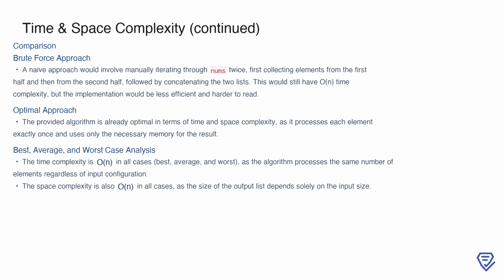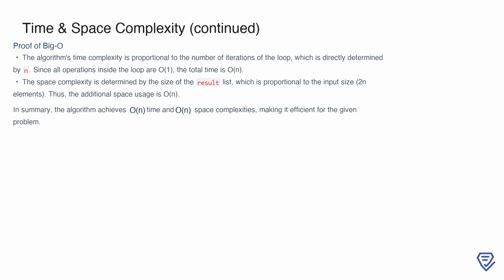Regardless of the input configuration, the loop processes every element in constant time, leading to O(n) time complexity. Similarly, the size of the result list is always proportional to the input, giving an O(n) space complexity. To solidify our understanding, let's break down the big O proof for this algorithm.